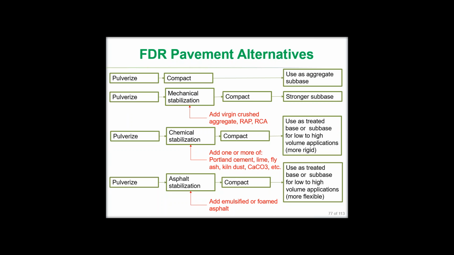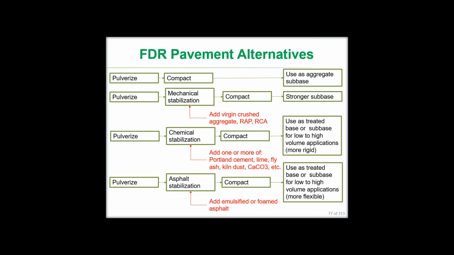So what type of pavement alternatives can we get by this FDR process? I think we can group them into 4 different categories. The first category is pulverizing the existing pavement and compaction. We get a layer that can be used as an aggregate subbase. There's no other application or any additional materials needed. But if you need a little bit stronger subbase, we can follow the same approach. After pulverization, virgin crushed aggregates, RAP or RCA, recycled concrete aggregate, can be added and then compacted to obtain a stronger subbase.